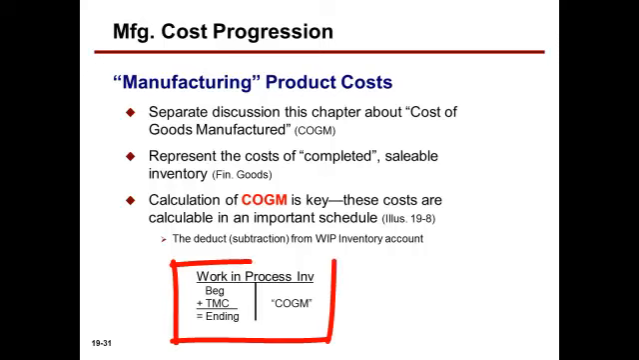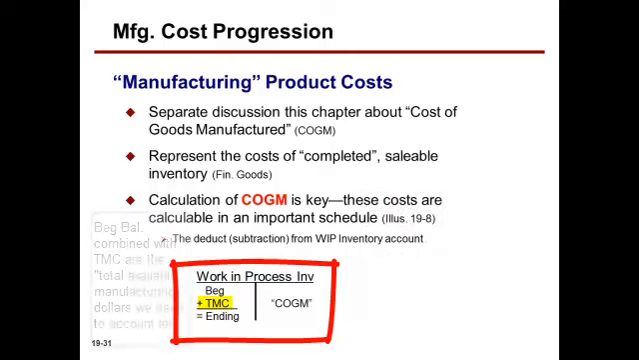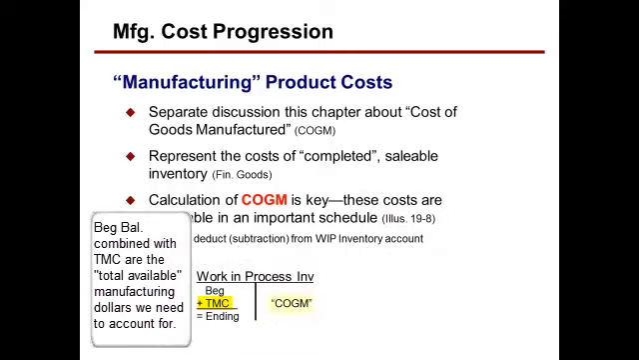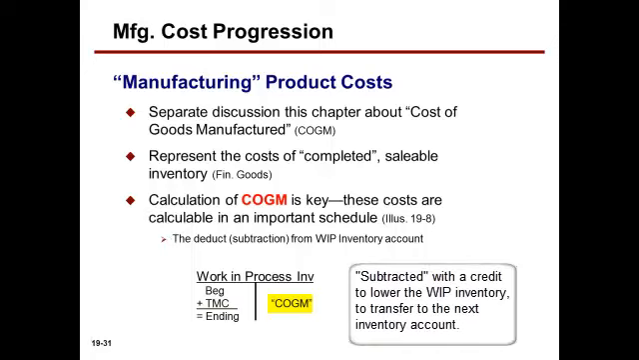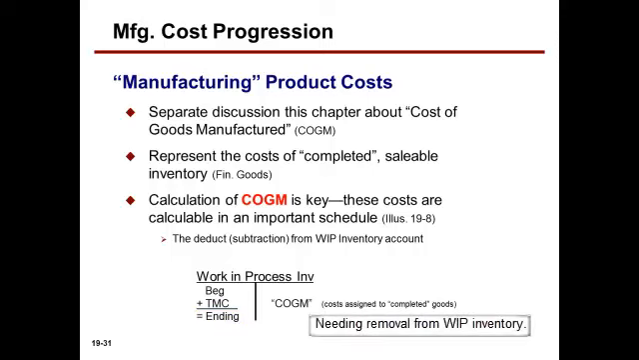To briefly summarize the costs that flow through the work in process inventory account, you'll have some beginning inventory carried over from the previous month. TMC is the current total manufacturing costs of the present period. COGM costs, as goods are completed, their costs are removed from work in process. The COGM entry is a credit that leaves an ending balance in work in process at the end of the current period. Again, COGM costs are costs assigned to completed goods, cost of goods manufactured.